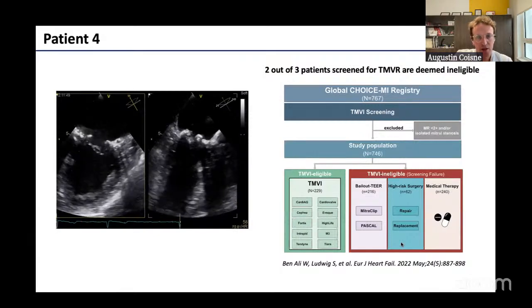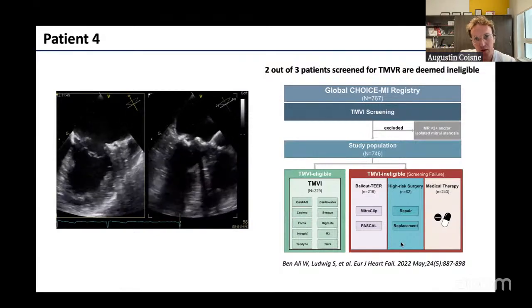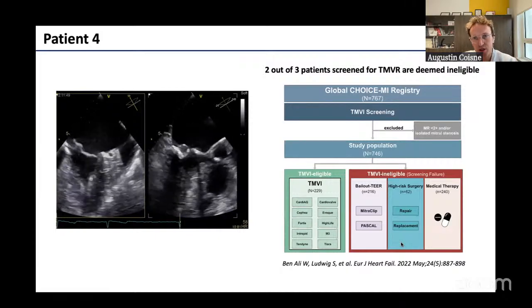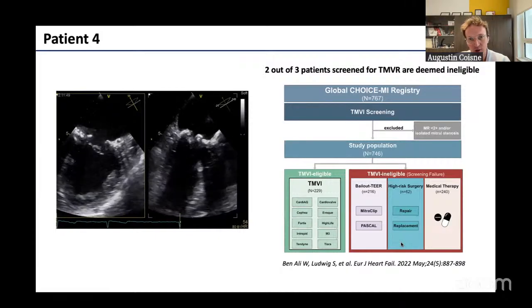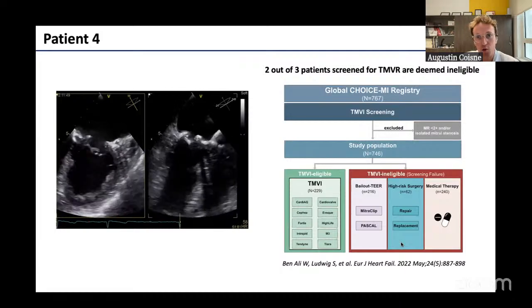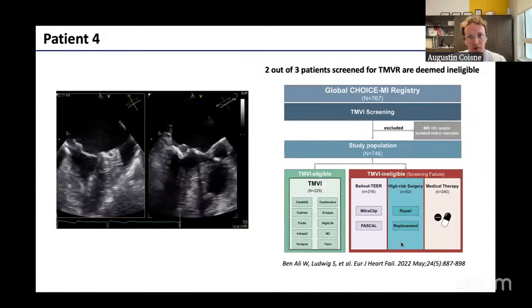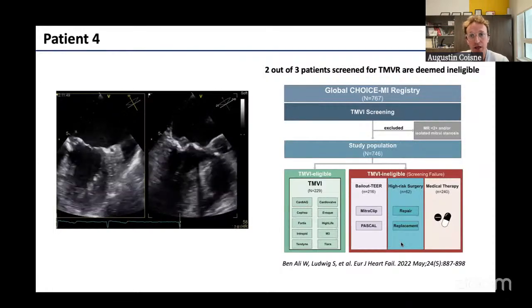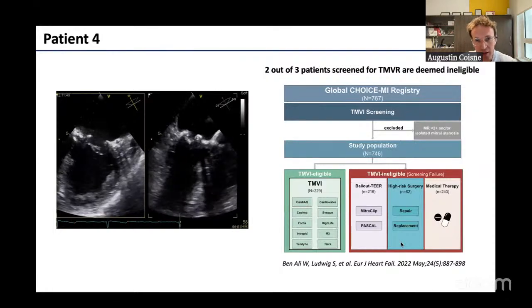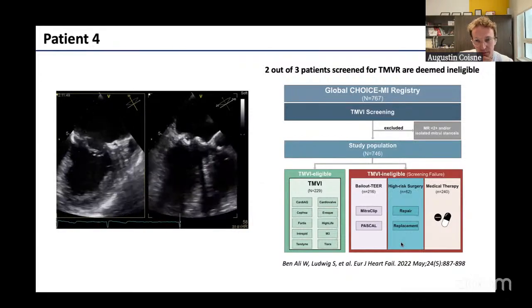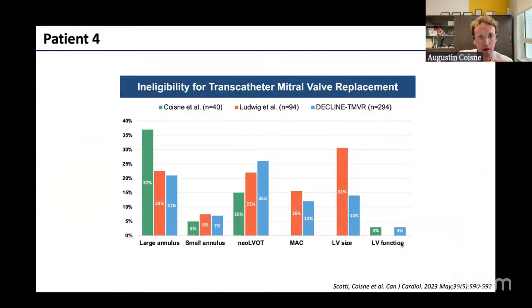So in this patient, we tried to propose a TMVR again, but if we look at data from the CHOICE-MI registry, the biggest registry for TMVR screening so far, we know that only 2 out of 3 patients screened for TMVR are deemed ineligible, and it's regardless of the device chosen. And what are the criteria? What are the causes for ineligibility for TMVR?